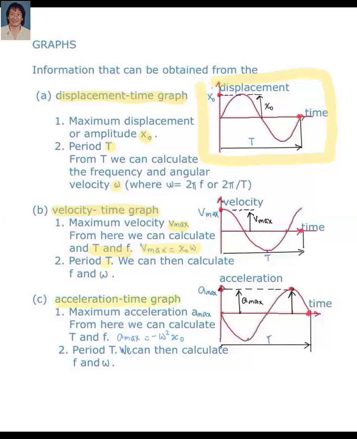From this graph, you can get the maximum acceleration. Combining the maximum acceleration and the amplitude from the first graph, you can calculate your omega, and from omega, you can calculate your T and f. This is number one. Then number two, we can also get the period from the graph. From the period, we can then calculate your f and your omega.